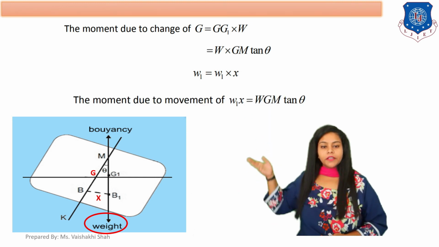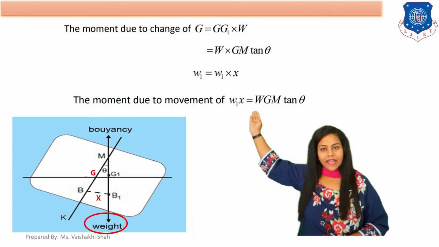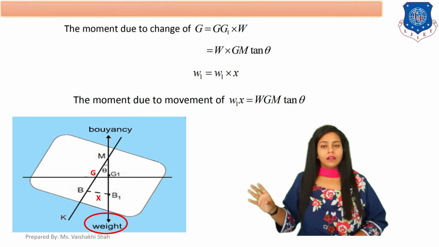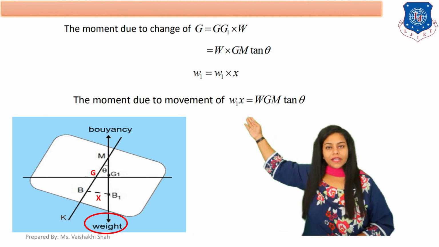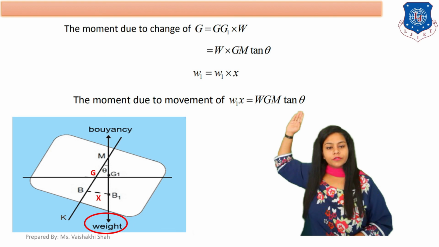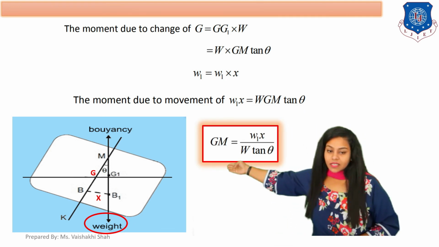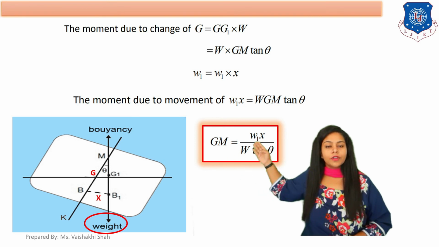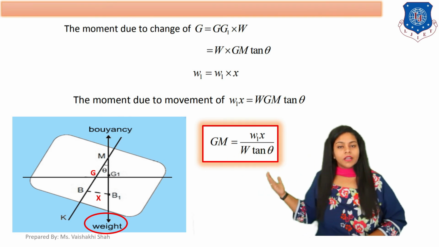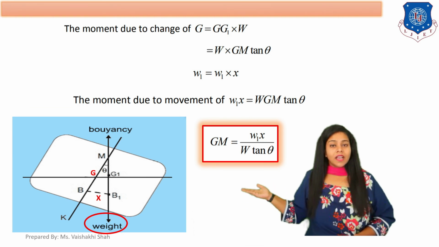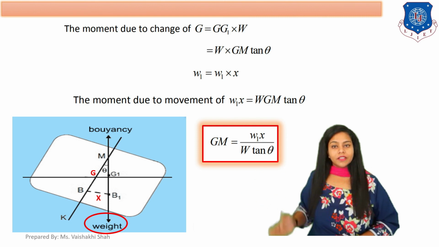Both moments are equal and opposite. So W1 into x equals W into GM into tan theta. Now make GM the subject, where GM is your metacentric height. So GM equals W1 into x divided by W tan theta. Now this is the experimental equation to find the metacentric height GM.